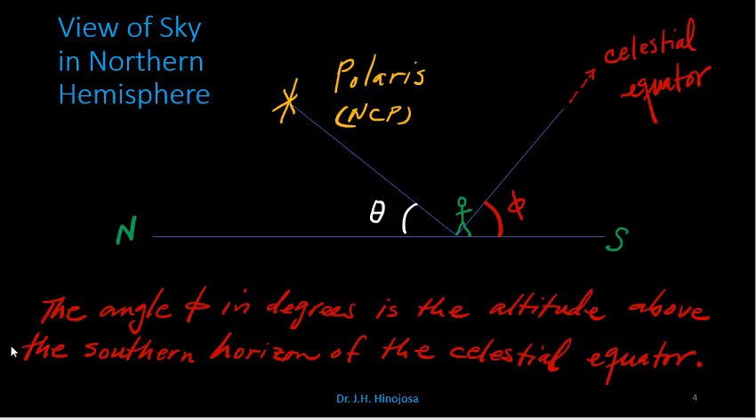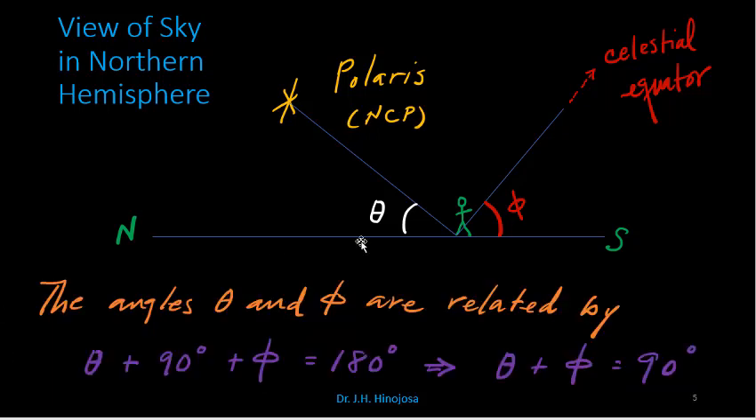If we look at the relationship of these two angles, these two altitudes, we can say then that theta plus 90 degrees, which is the angle between the North Celestial Pole and the celestial equator, plus the angle phi, which corresponds to the altitude of the celestial equator, should give us 180 degrees. Or we can simplify and say that theta plus phi equals 90 degrees. The altitude of the North Celestial Pole plus the altitude of the celestial equator gives us 90 degrees.